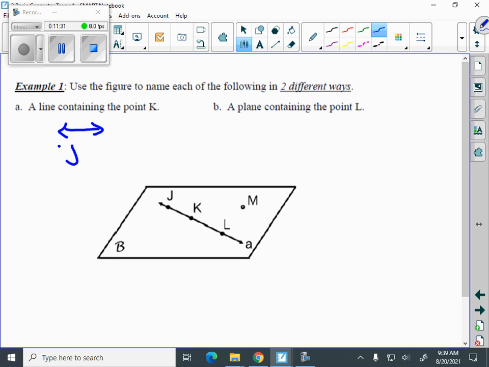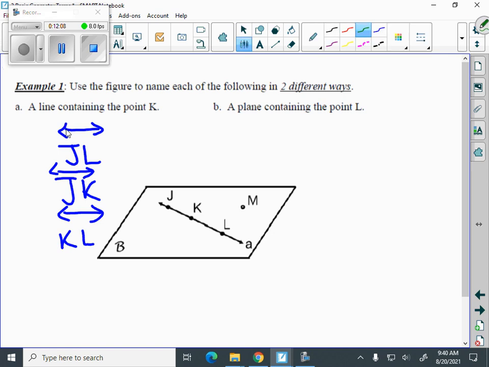I, on my notes, put JL, but there's 2 other choices. We could have said JK, or we could have said KL. So there's 3 different choices. So you can be sitting beside somebody taking a quiz, and one person has JL and another person has JK, and they're both right. That's the nice thing.